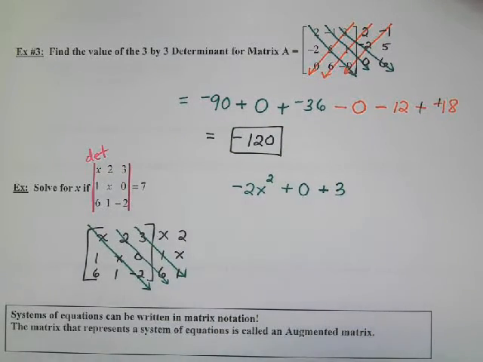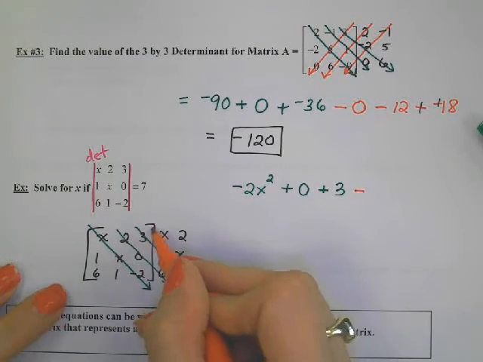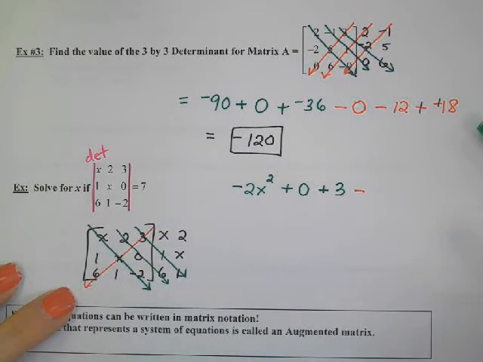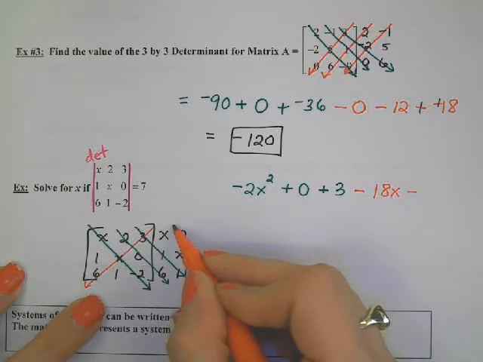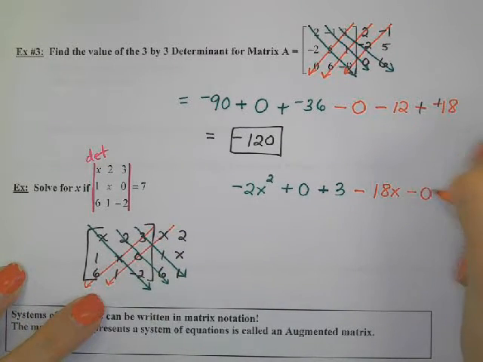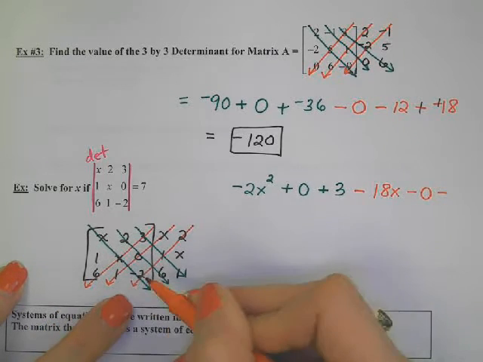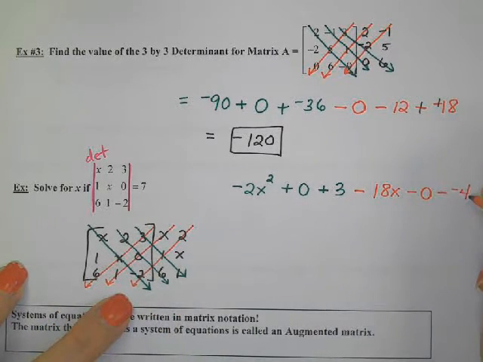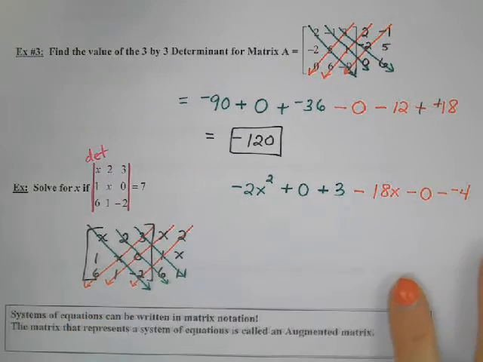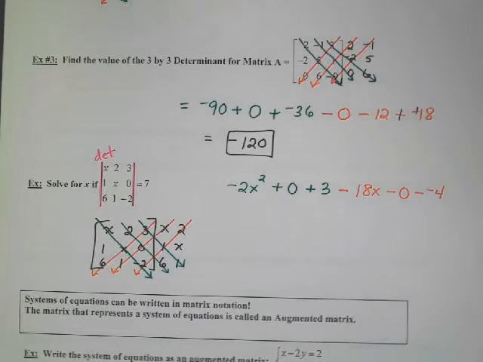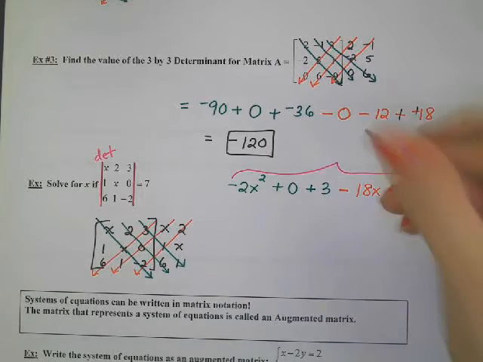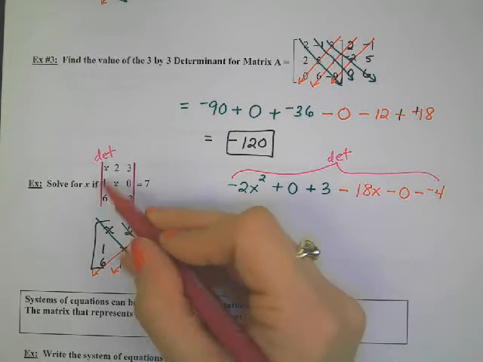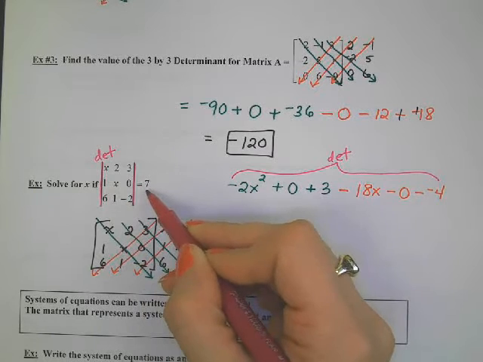Now it's time to do the diagonals to the left, so I'm going to switch to my red pen for the negatives. Let's subtract the first value, 3 times 6 times x. That's 18x. And then let's subtract 0. And then we will subtract 2 times 1 times negative 2, which is negative 4. So what we've just done here is a little calculation, and all of these values right here are the determinant. It told us the determinant of this matrix was 7.